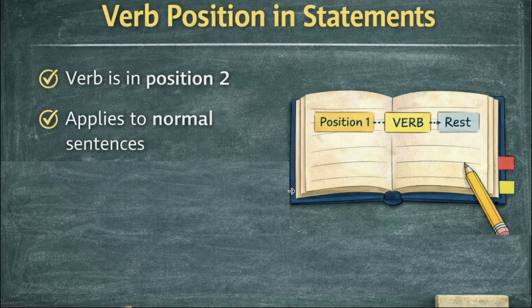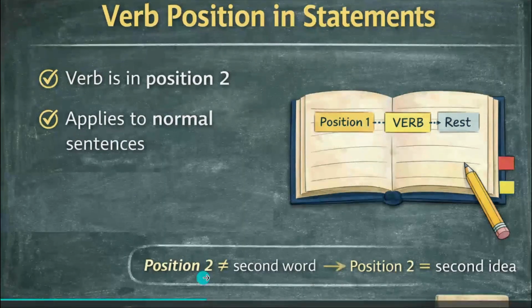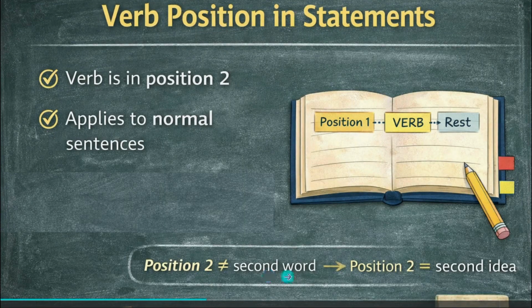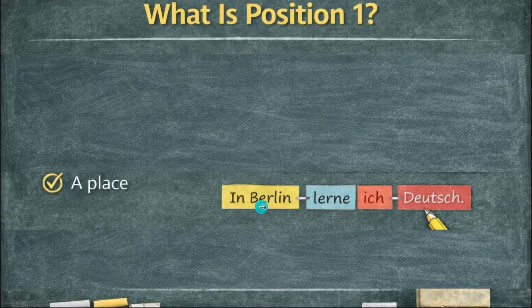And this applies to normal sentences. Something you should note is that position 2 doesn't mean the second word of the sentence. It literally means the second idea. Like for example, in this sentence, in Berlin lerne ich Deutsch.